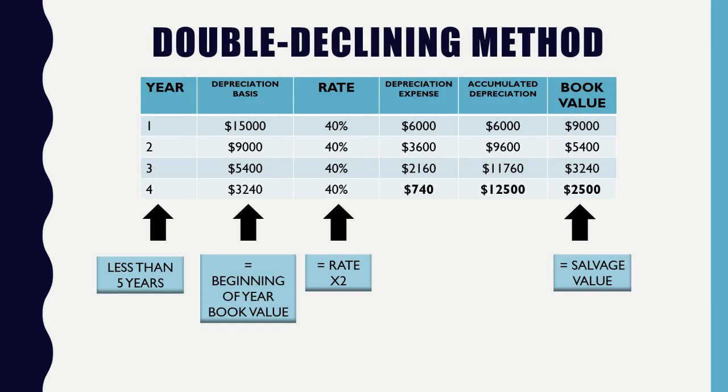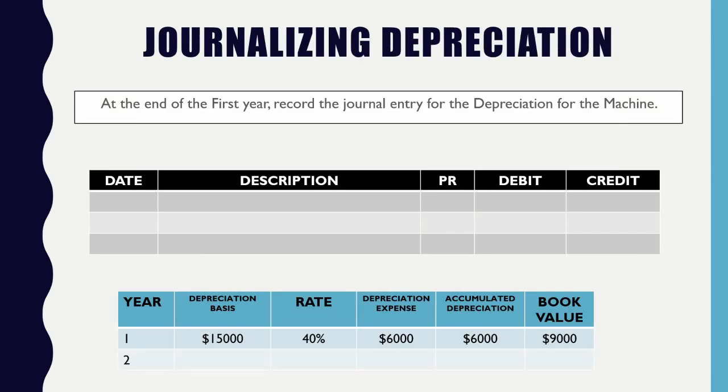So remember, here my book value has become my beginning of the year book value, or my depreciation basis, every year. Okay? The rate stays the same. So at least you know that, because it's always going to be 1 divided by the estimated useful life times 2. And then, of course, your depreciation expense is going to be based on your basis times rate. And then at the end, your book value at the end of the year is going to be your salvage value. Okay? That is a must. A must.